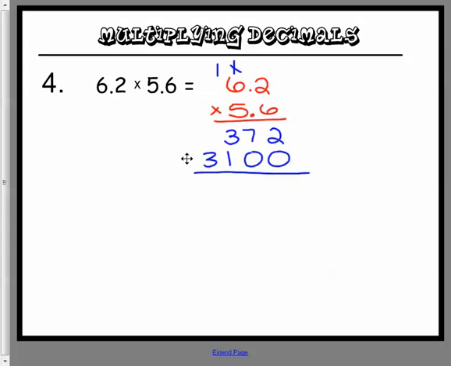Now let's add. 2 and 0 make 2. This makes 7. This makes 4. This makes 34. Now let's count our decimals. We've got 1 place, 2 places, which means it's at the hundredths. So 34 and 72 hundredths.